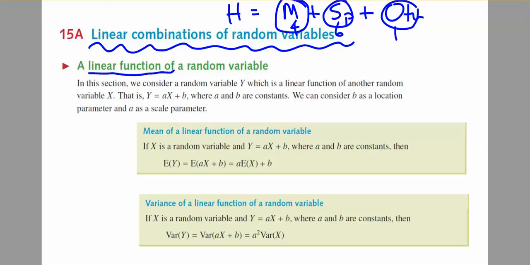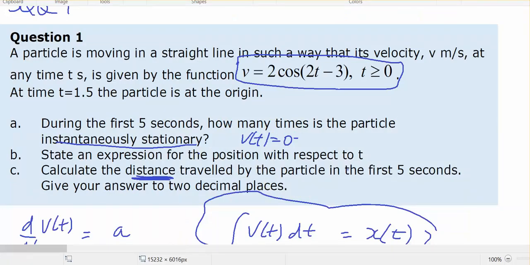So in this section we consider random variable y, which is a linear function of another random variable x. In this particular case, y equals ax plus b. In my particular case here, I would have h equals 1 times methods plus 1 times specialist plus 1 times other. So I'm going to think about this random variable and I'll get an idea of what happens to the mean. And bear with me for a little minute with this example.